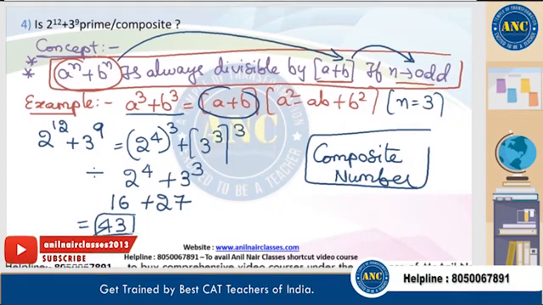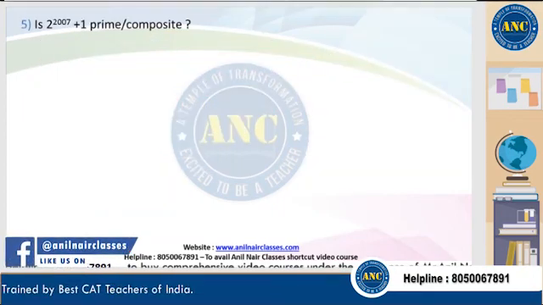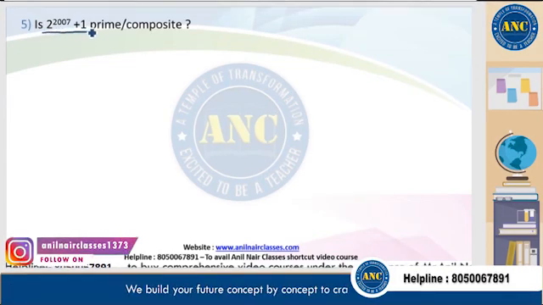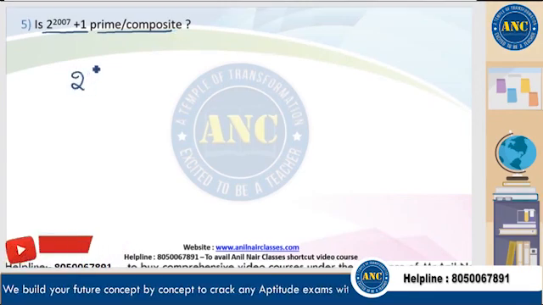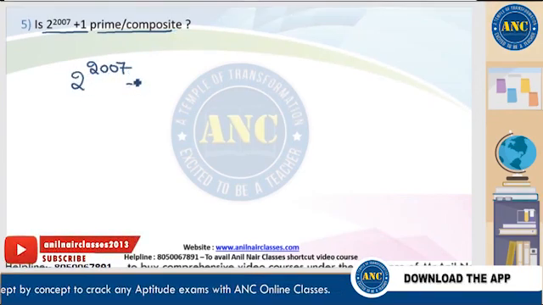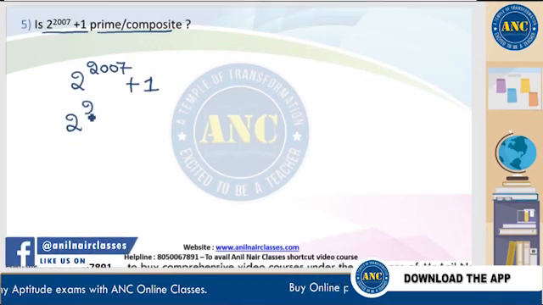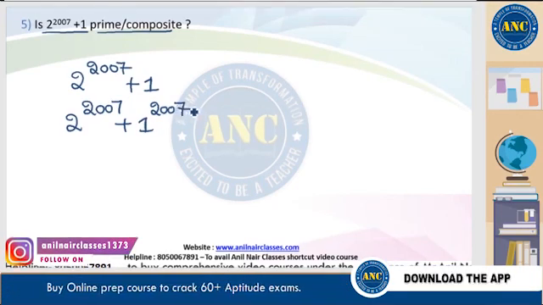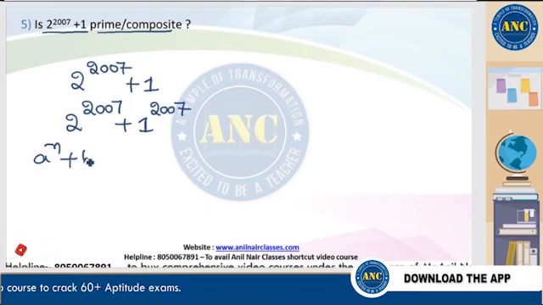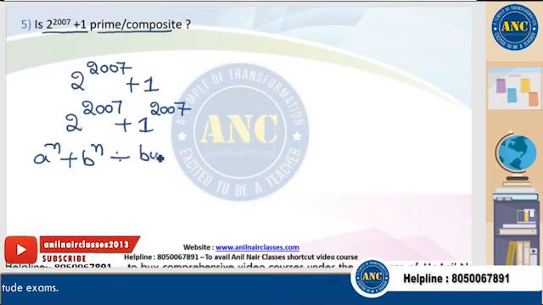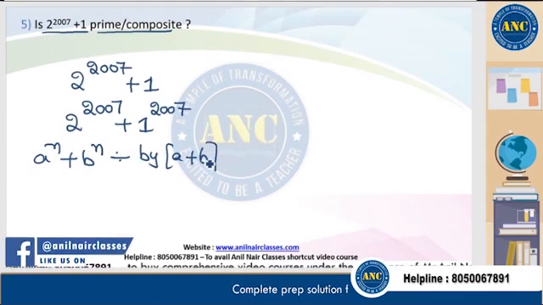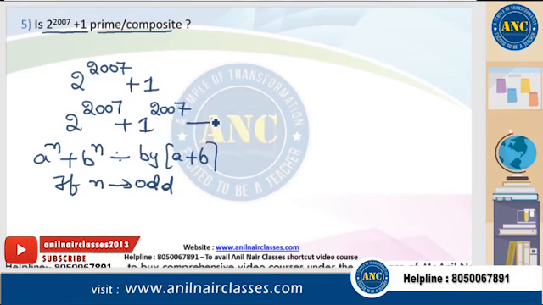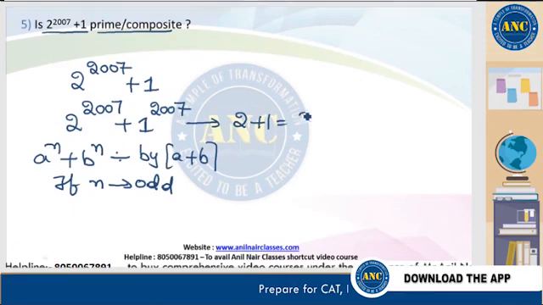Fifth question. Another examination based question. The question is: is 2 power 2007 plus 1 prime or composite? So this is nothing but 2 power 2007 plus 1 power 2007. We discussed the concept: a power n plus b power n is always divisible by a plus b if n is an odd number. So this is divisible by 2 plus 1, which is 3.